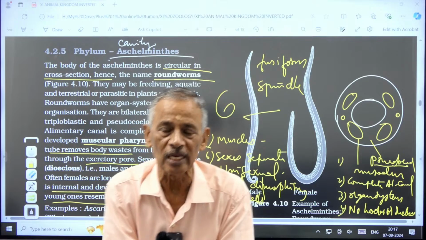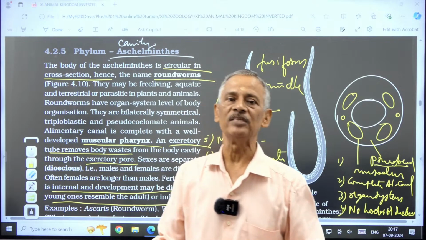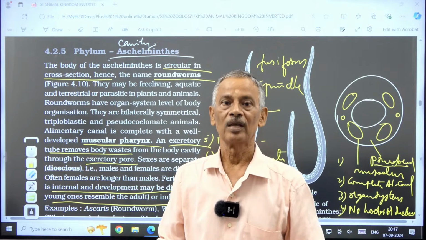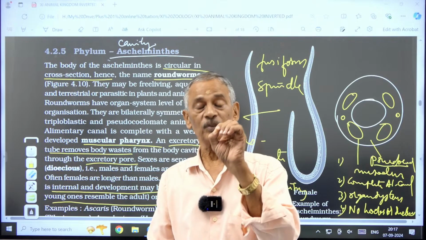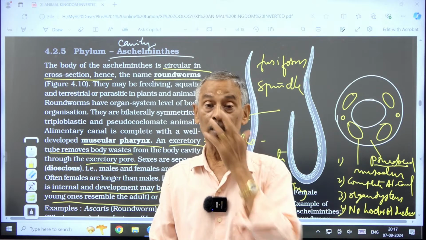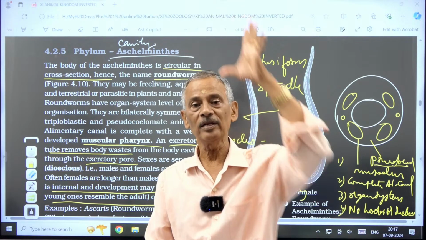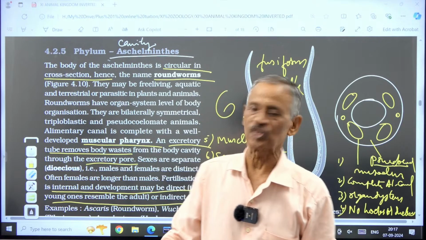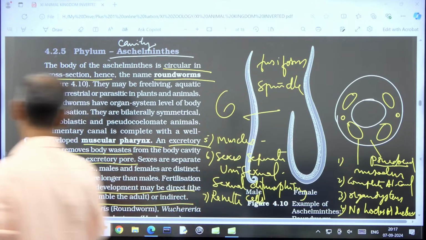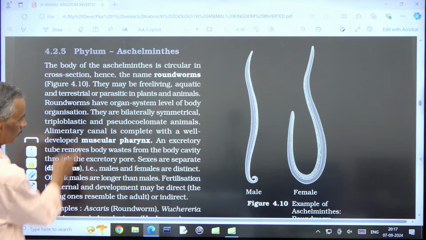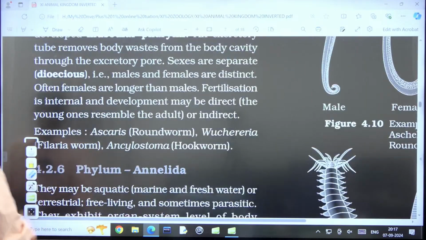They live in the lymph vessels, not in the blood. Their young ones, the newborn young ones, are the ones that come into the blood. So from blood they are all taken by the mosquito. Okay, and the third one is called hookworm.